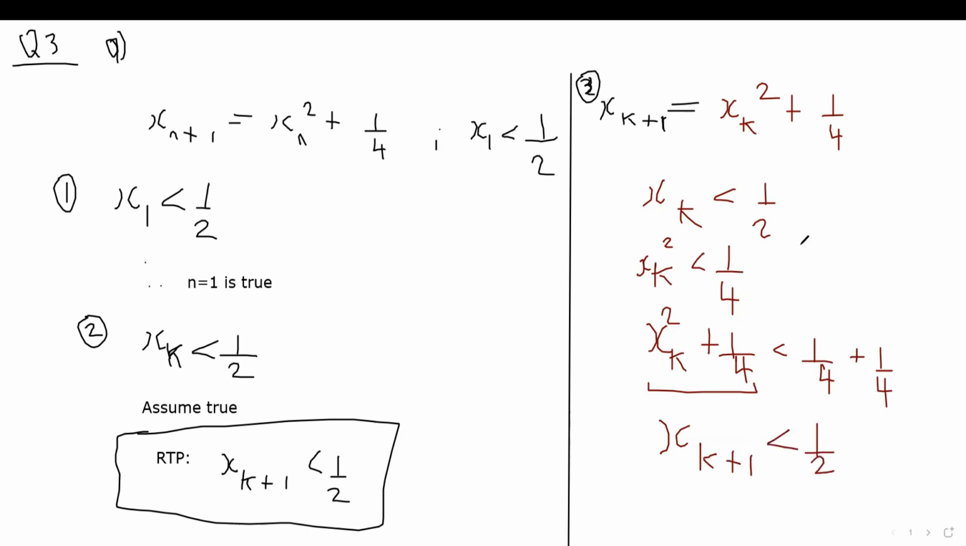Now this is just 3 marks. And now we need to put in our conclusion. Hence, n equal k plus 1 is true. And then we can say, hence xn is less than a half for all natural numbers.